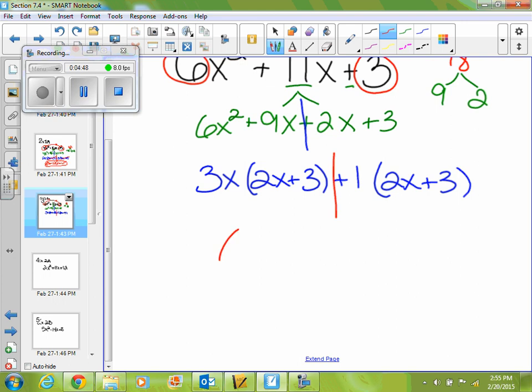Okay, so what is the same on the left and the right? The 2x plus 3. So if I get rid of that, what do I have left over? 3x plus 1.